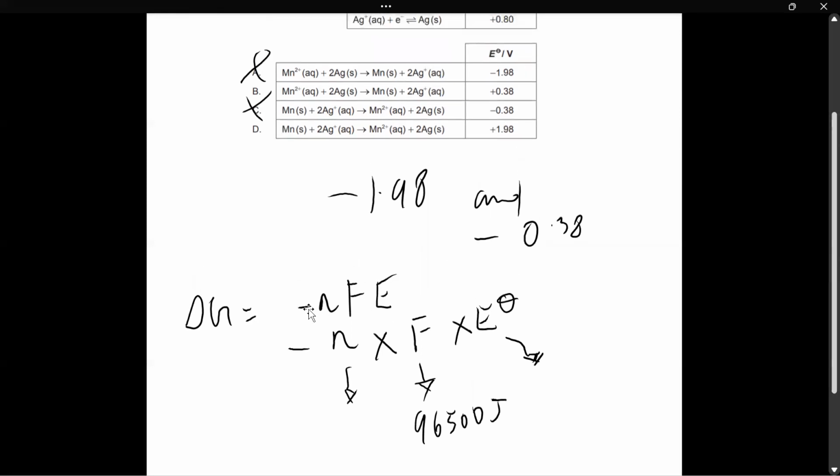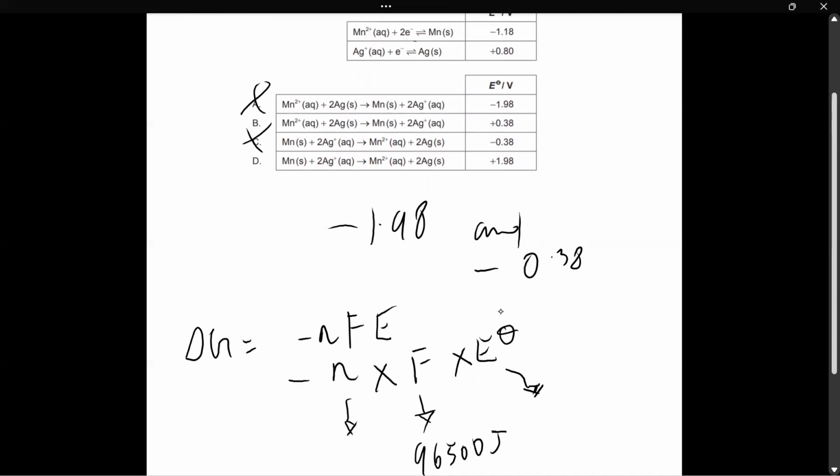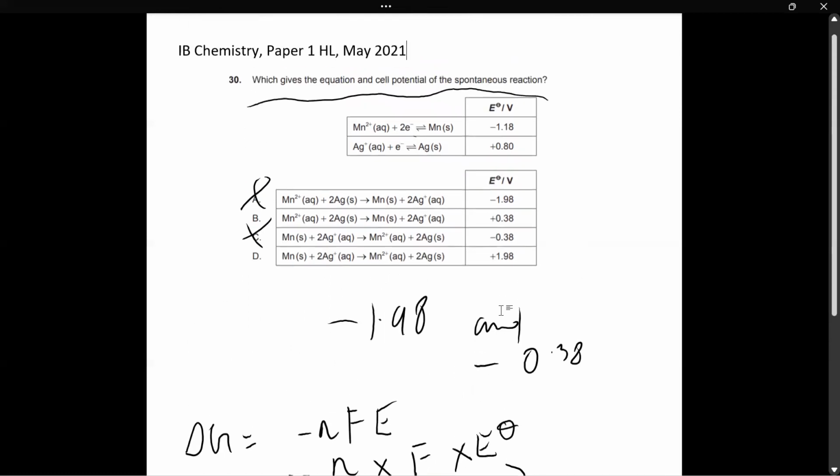So if we want Gibbs free energy to be spontaneous, it needs to be negative. And the only way it can continue to remain negative in this equation is if E0 remains positive. Thus, we can eliminate A and C, which give us negative E0 values, which is wrong, right? That goes against what the question is telling us. The question has told us that it's a spontaneous reaction. A and C make it a non-spontaneous reaction.